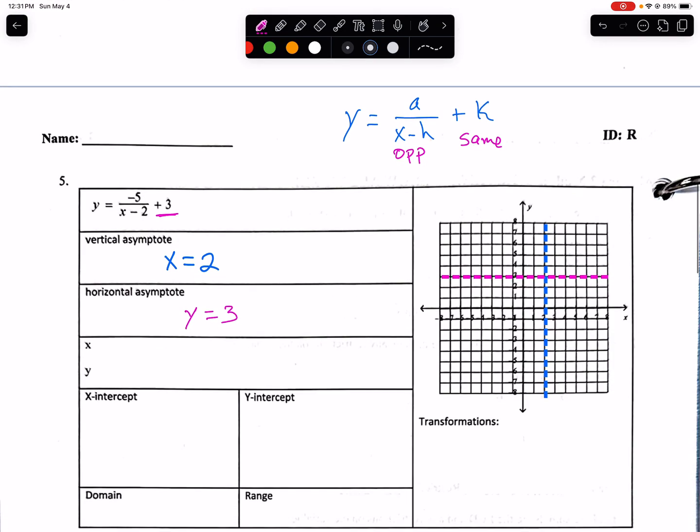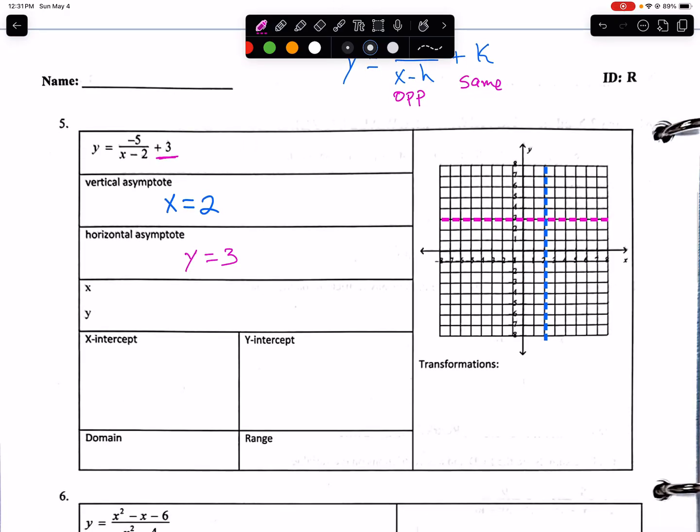That's beautiful. Okay. What does it mean when it says x and y? Don't worry about that yet. Let's do x-intercept, y-intercept next. So for the x-intercept, what do we do?